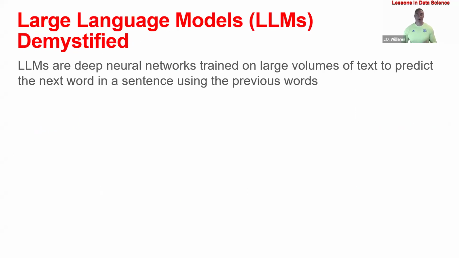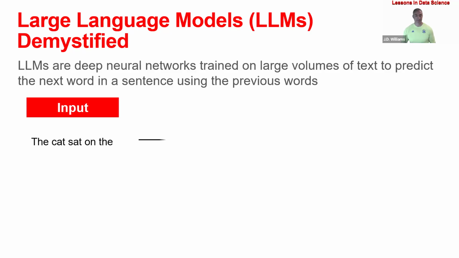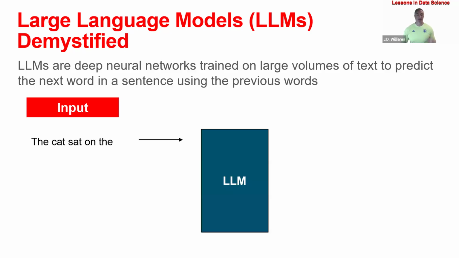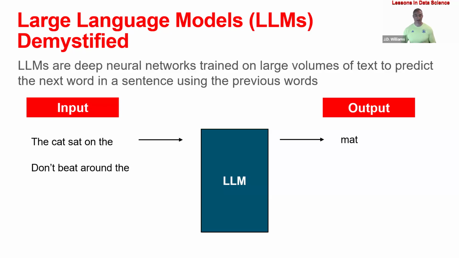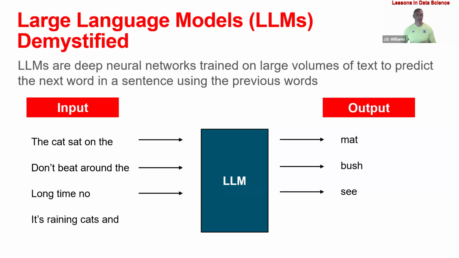Now, large language models are deep neural networks trained on large volumes of text to predict the next word in a sentence using the previous words. For example, if I gave you this input, the cat sat on the, you would probably guess the next word to be mat. The large language models operate in a similar manner. If I gave you the phrase, don't beat around the, you'd probably know it as bush, or long time no see, or it's raining cats and dogs, for example.